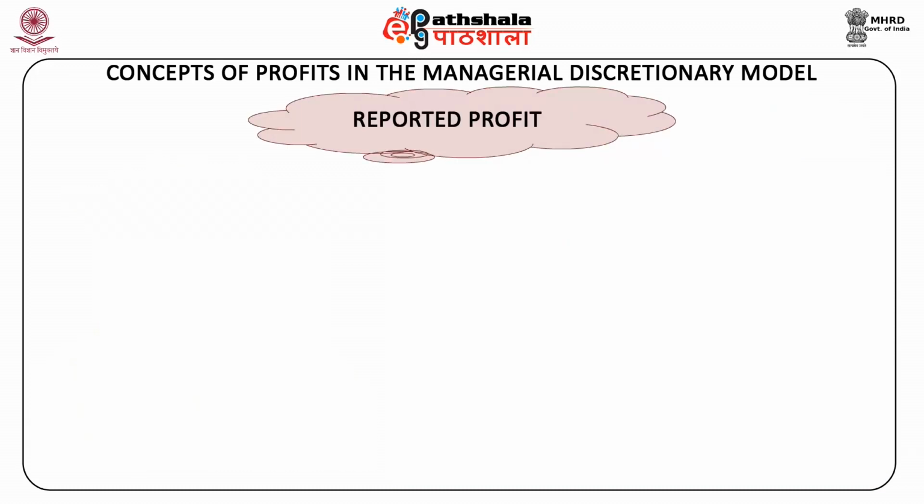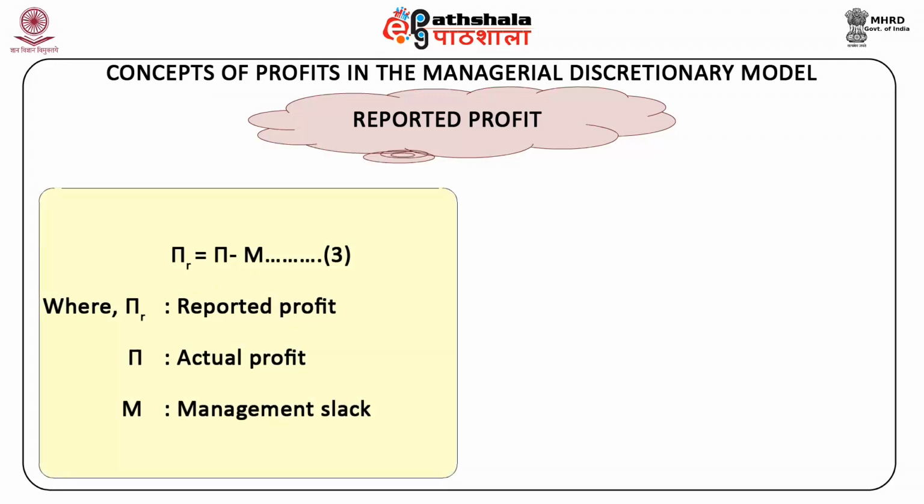Reported profit is reported by the manager, which is controlled at his discretion. It is the actual profit less non-essential managerial expenditure, that is, actual profit over and above management slack. This can be written mathematically as pi r is equal to pi minus M, where pi r is reported profit, pi is actual profit, M is management slack.